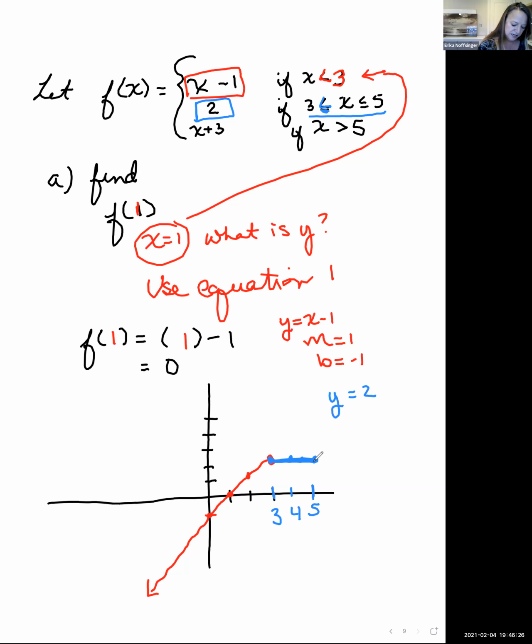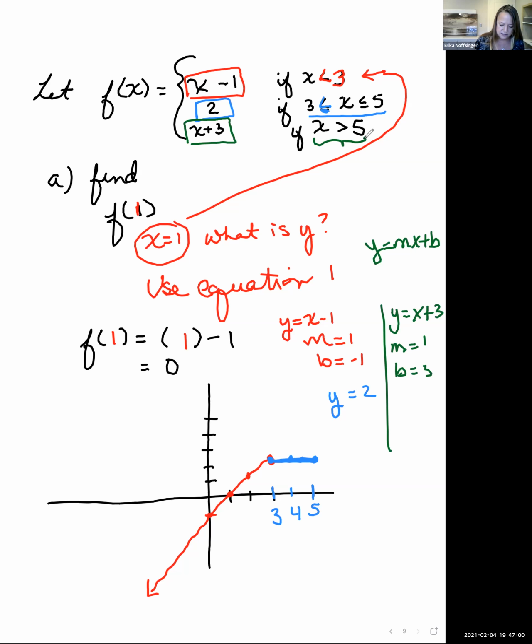And then the last piece, last equation, which says x plus 3. So this would be the equation y equals x plus 3. Again, this is a line. It's in the form of y equals mx plus b. So I know what my slope is. It's the number in front of x, which is 1. And my b value is 3. The only thing is that this graph doesn't actually hit the y-axis because it has to be bigger than 5.